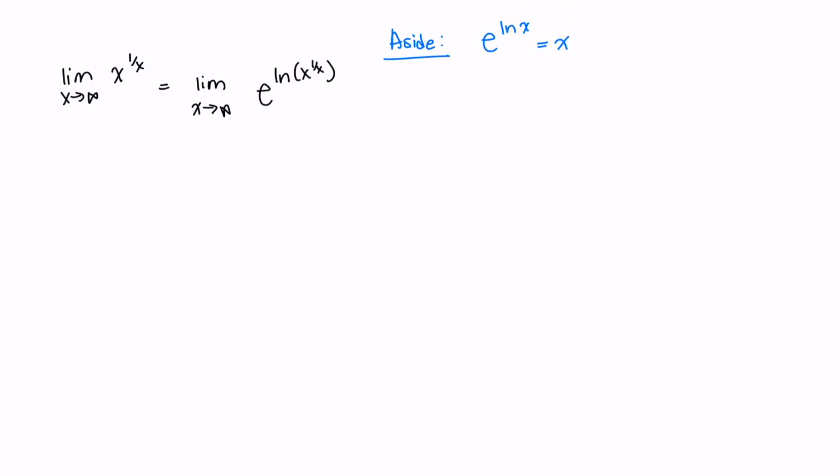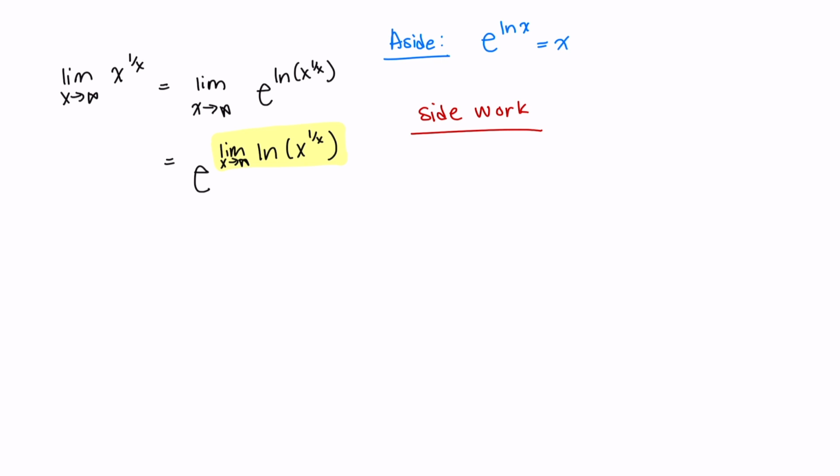Well, there's a particular limit law that allows me, in essence, to push my limit inside of a composition of functions. So really, I have e to the power of the limit as x approaches infinity of ln of x to the 1 over x power. And this is the part I'm interested in. So I'm going to highlight it. And let's do some side work now.